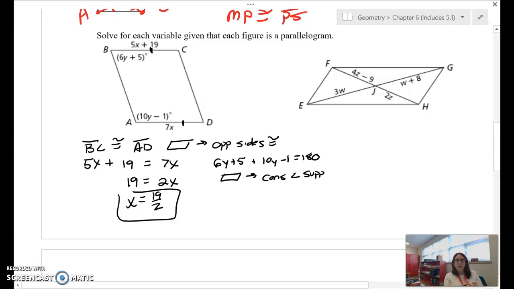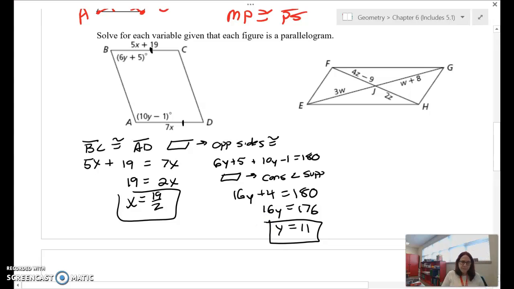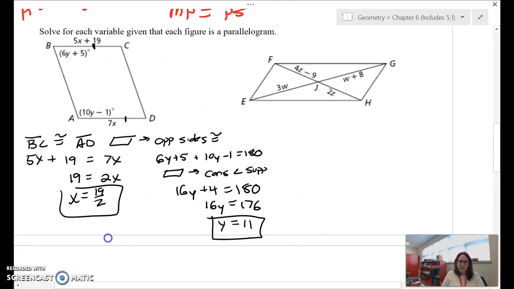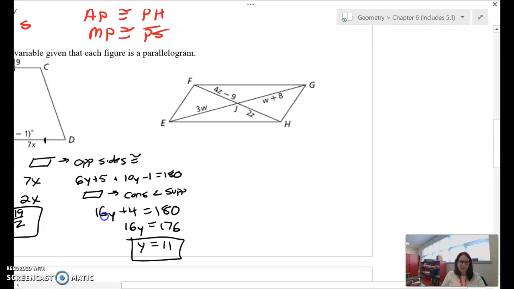And believe it or not, that equation, that's the geometry. And so now all we're going to do is solve that equation using our algebra skills. So I have 6y plus 10y is 16y, plus 5 minus 1 is 4, equals 180. So 16y is 176. Then divide both sides by 16 and I get y equals 11. So that one's done. Now we're going to look at our other parallelogram.